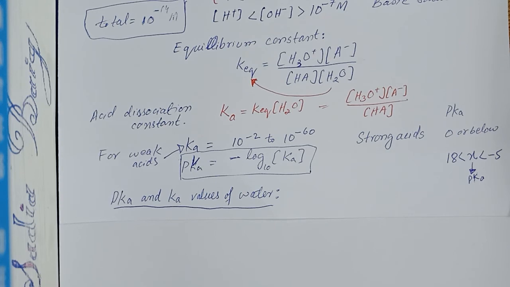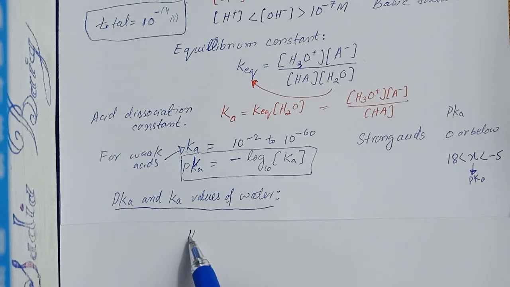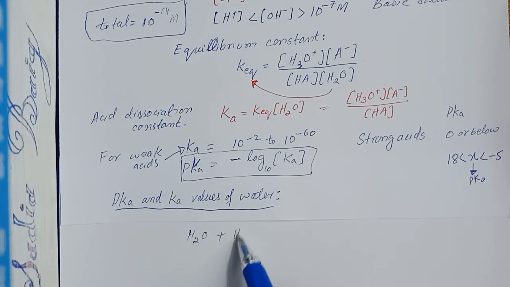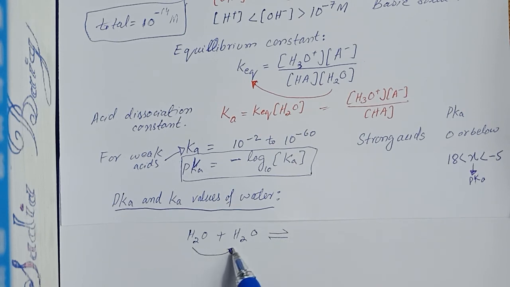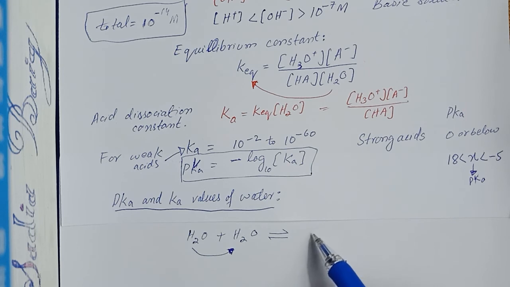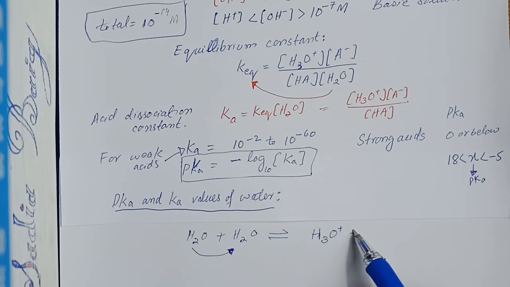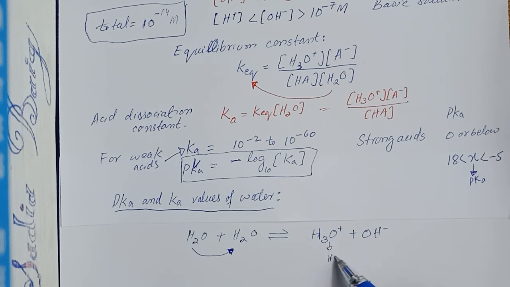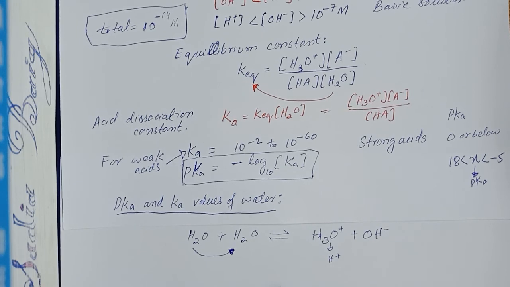So now let's discuss again the autoionization of water. It means that one water molecule is acting as an acid, the other water molecule is acting as a base. So one is donating the proton and the other is accepting the proton to give the hydronium ion and hydroxyl ion, that is actually the proton. So the concentration of the two species is actually 10⁻⁷ molar.